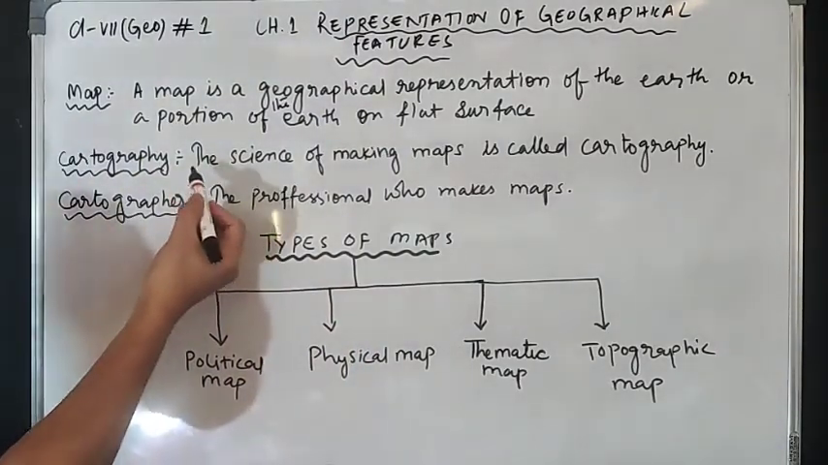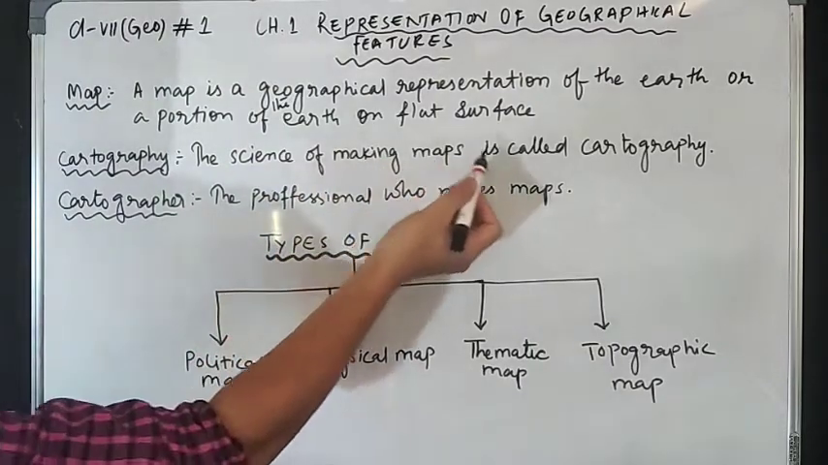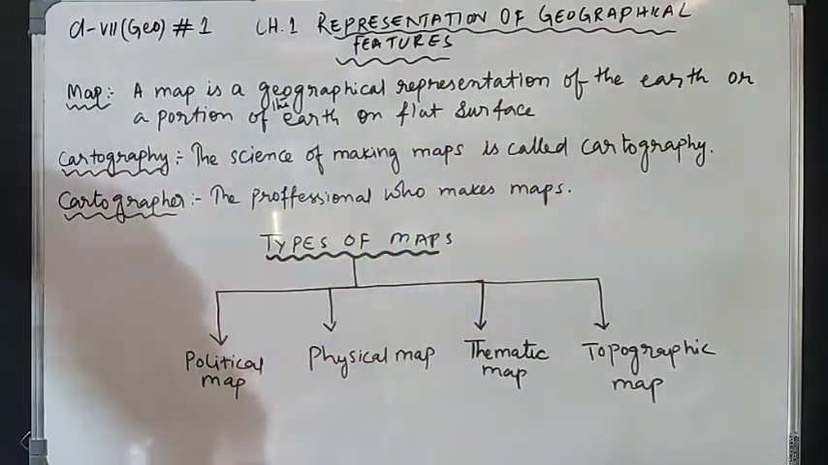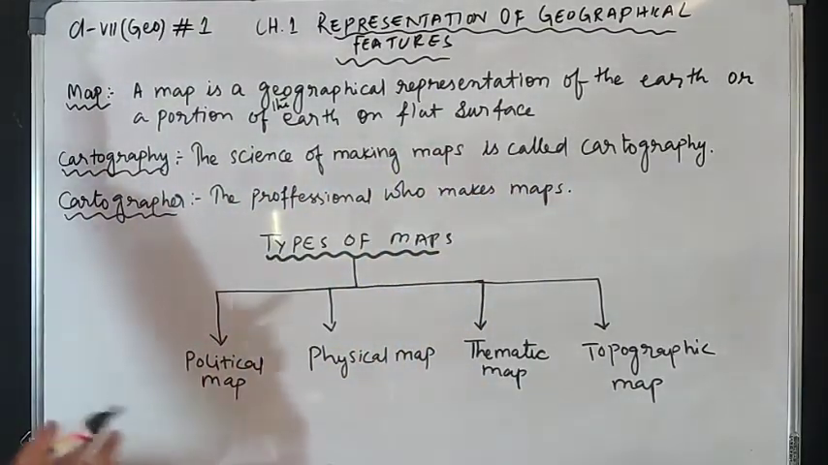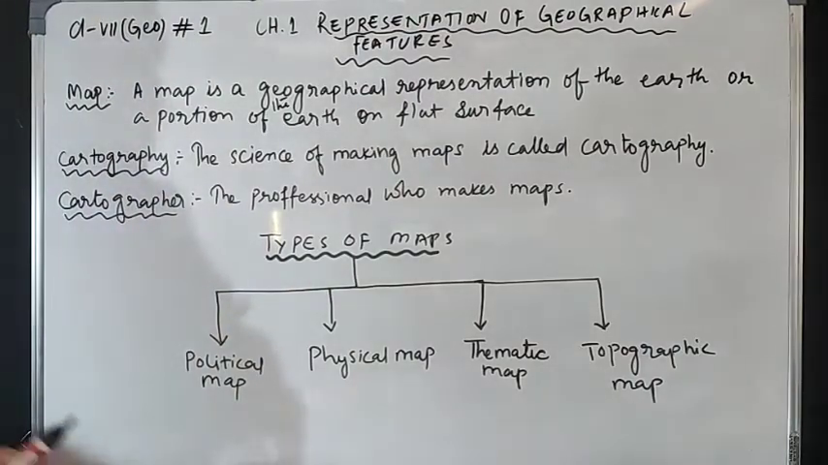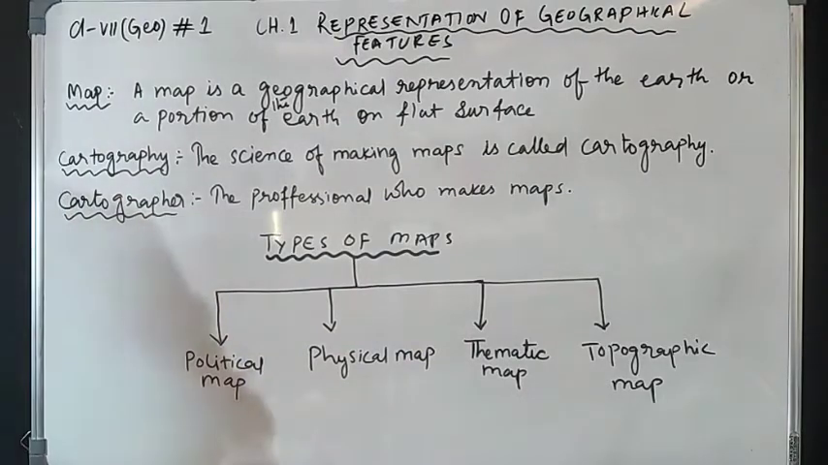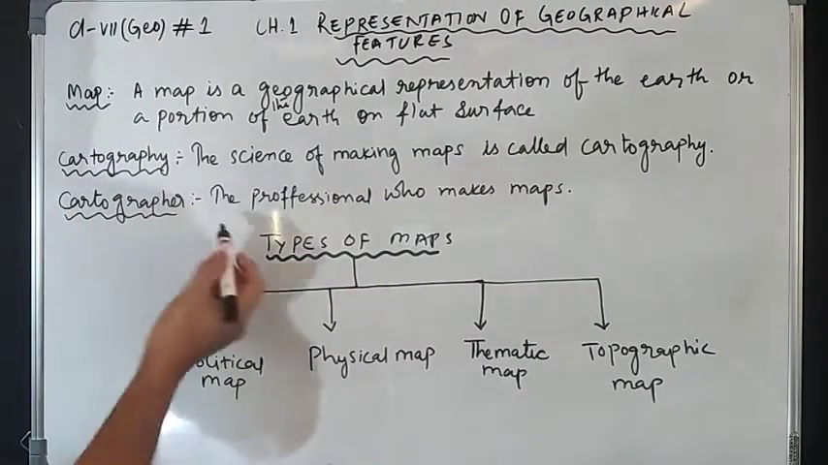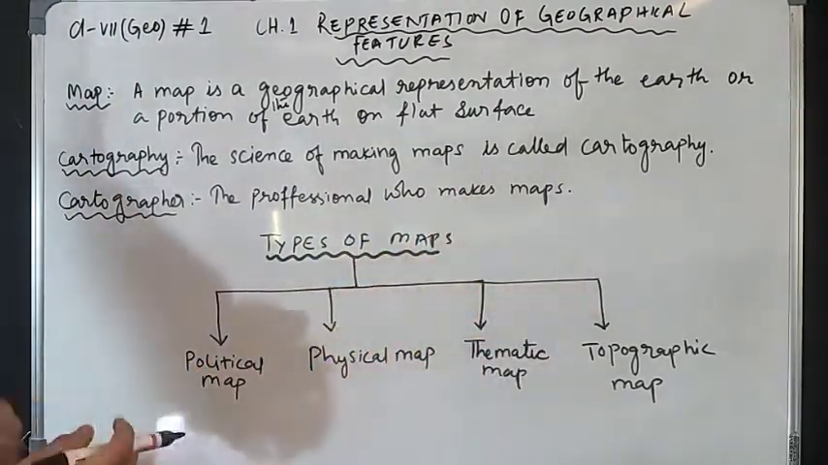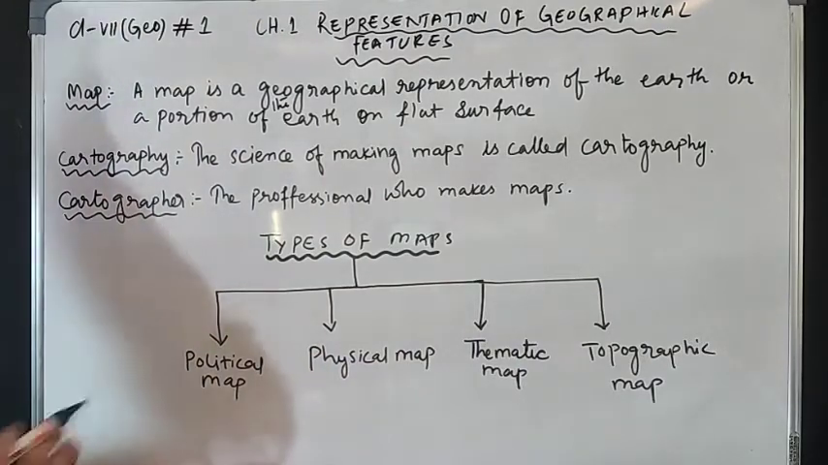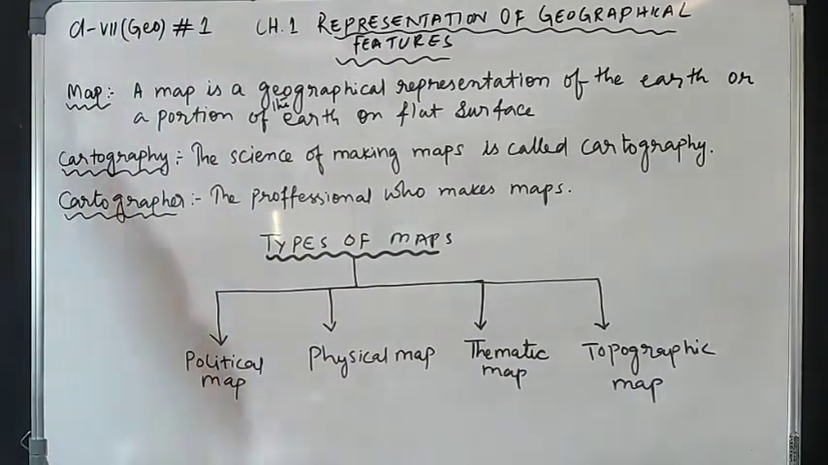Now, cartography. The science of making maps is called cartography. The technique, the method of making maps, is called cartography. Now, cartographer. The professional who makes maps, the person who makes maps, is known as a cartographer.